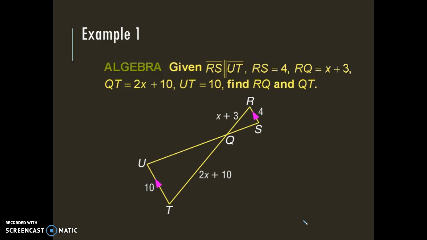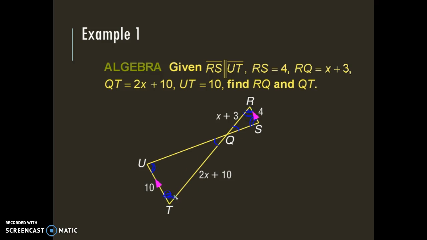In this case, I'm given that RS is parallel to UT, and we've got the arrows labeling it. I know RS is 4, RQ is x plus 3, QT is 2x plus 10, and UT is 10. I want to find the length of RQ and QT. Just by looking at this setup, I see vertical angles in the middle. Parallel lines tell me that I have alternate interior angles, and I have two sets of those.